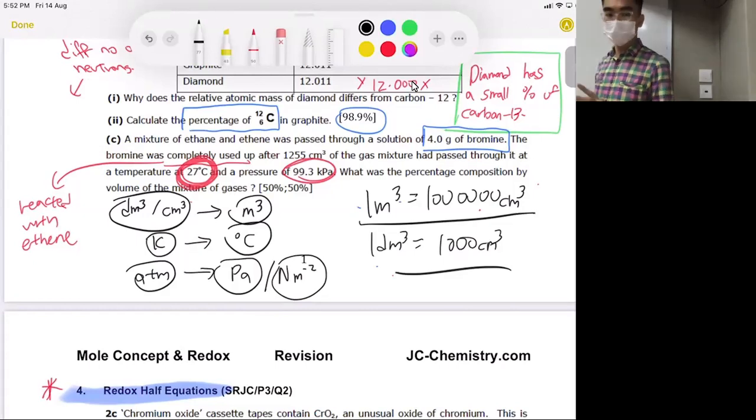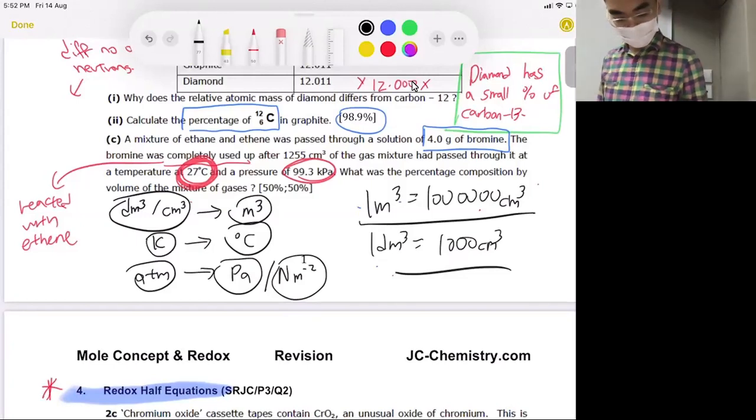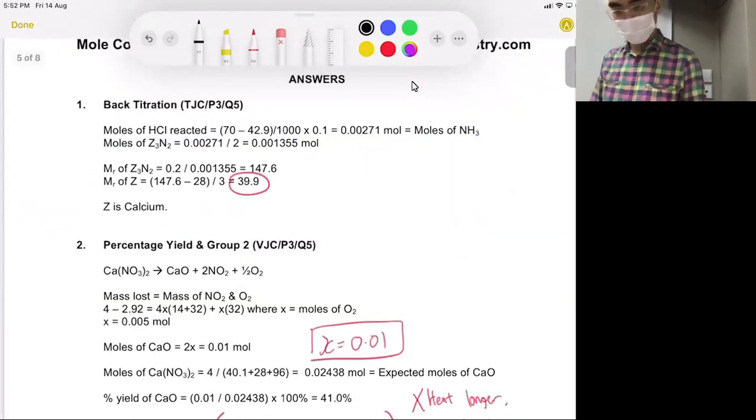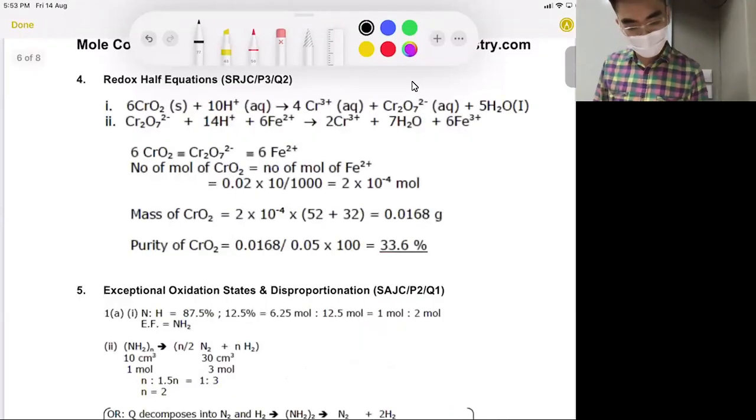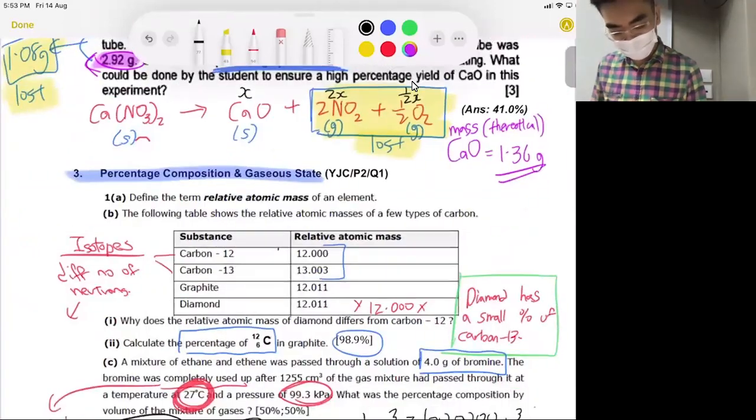Okay, let me talk about question 4, if you are done. Those of you who are checking or working online, you have the answers on the PDF, so you can just turn back to look at it.